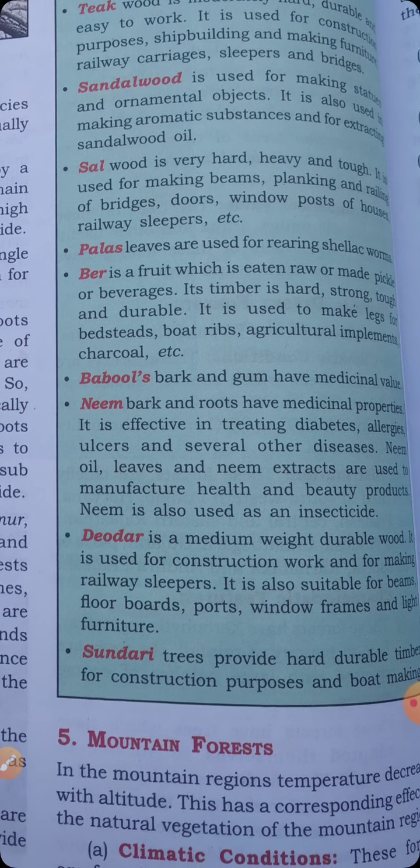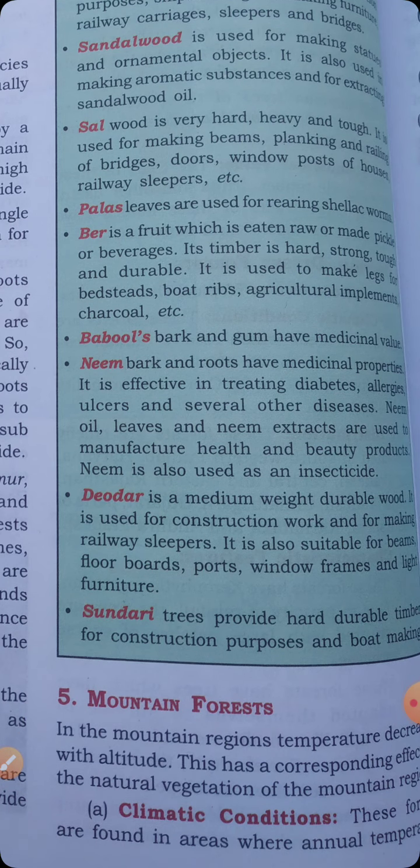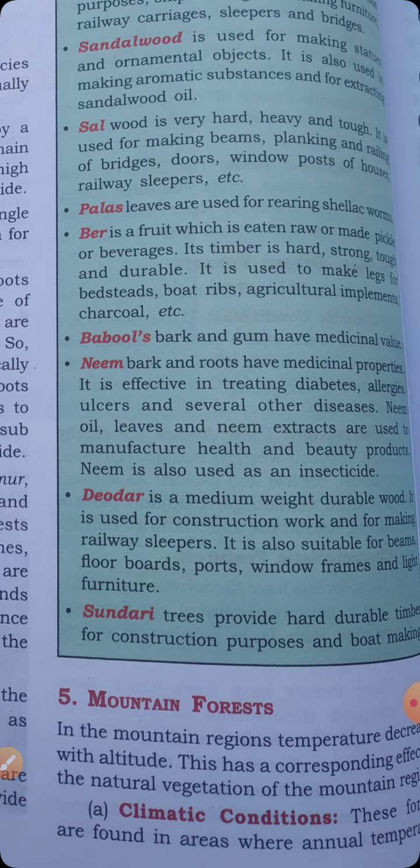The next is palas. Palas leaves are used for rearing shell-like worms. So their leaves are important. Ber is a fruit which is eaten raw. In our area also it is eaten raw or made into pickle or beverages. Its timber is hard, strong, tough, and durable. It is used to make legs for the bedstead, boat ribs, agricultural implements, charcoal, etc. Next is babul. Babul bark and gum have medicinal value.